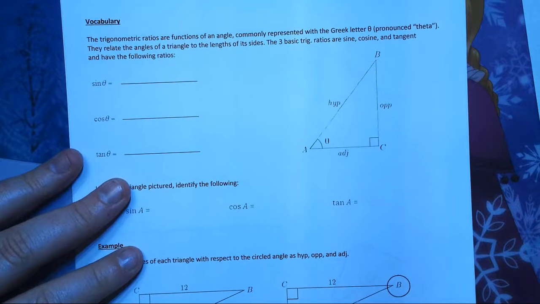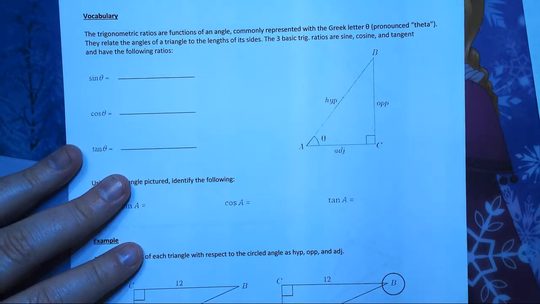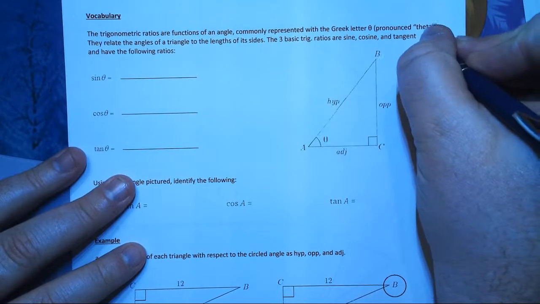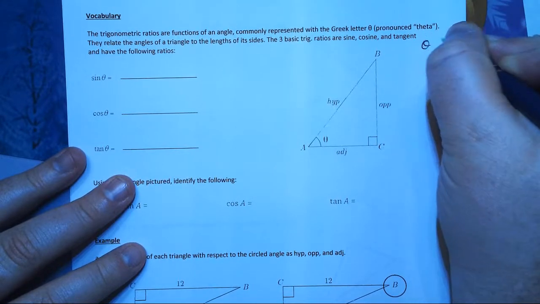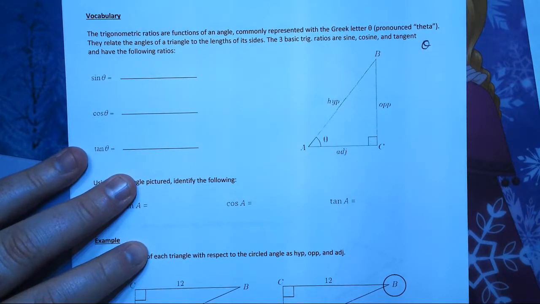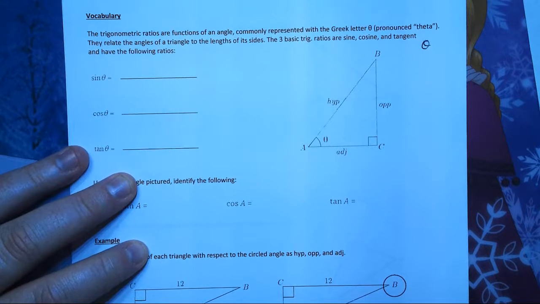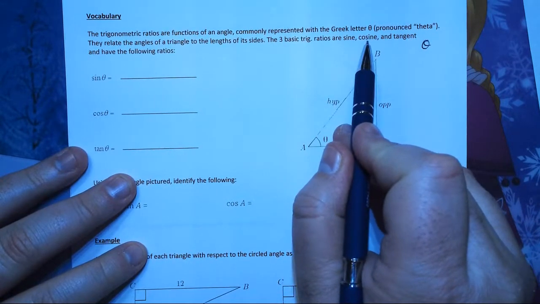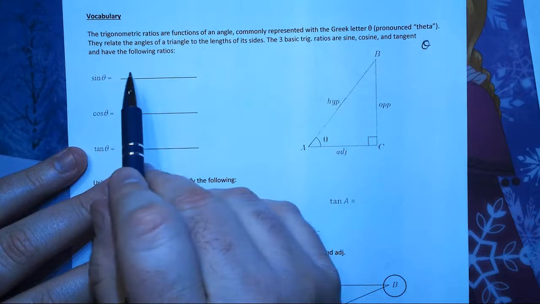The trigonometric ratios are functions of an angle, commonly represented with the Greek letter theta. This is pronounced theta. It's written like a circle with a little squiggly line through it, like a bad cursive O. They relate the angles of a triangle to the lengths of its sides. Three basic trig ratios are pronounced sine, cosine, and tangent. And they have the following ratios.